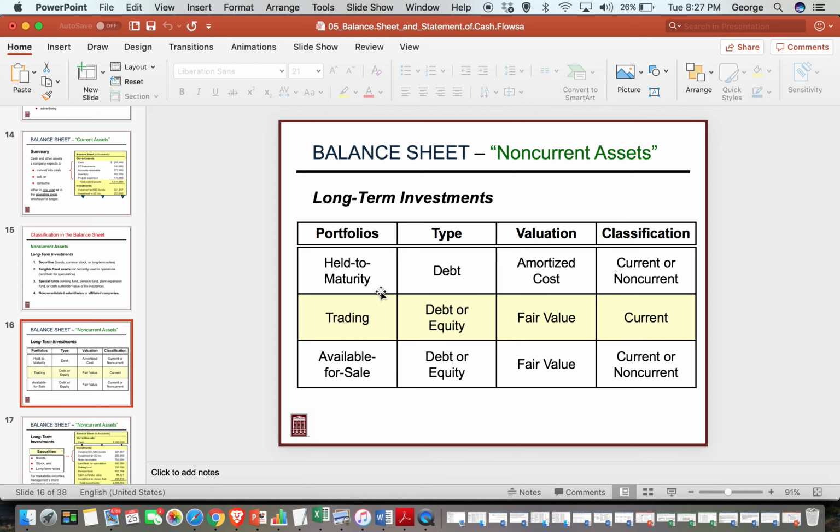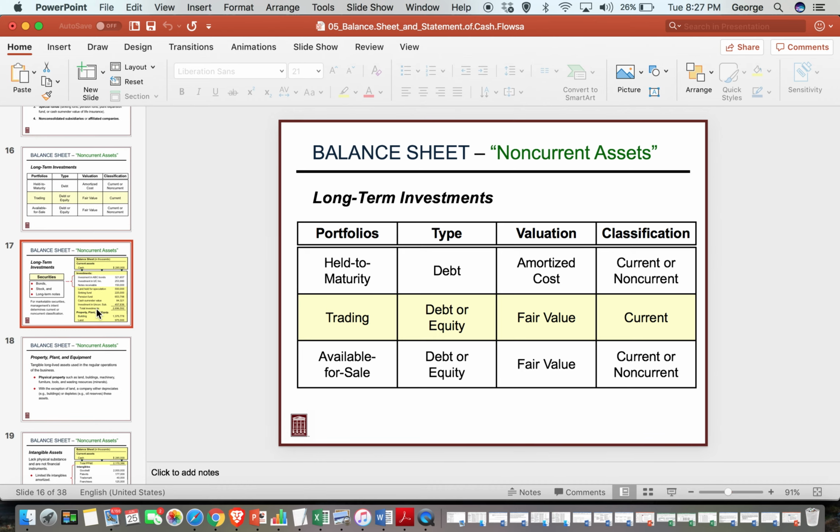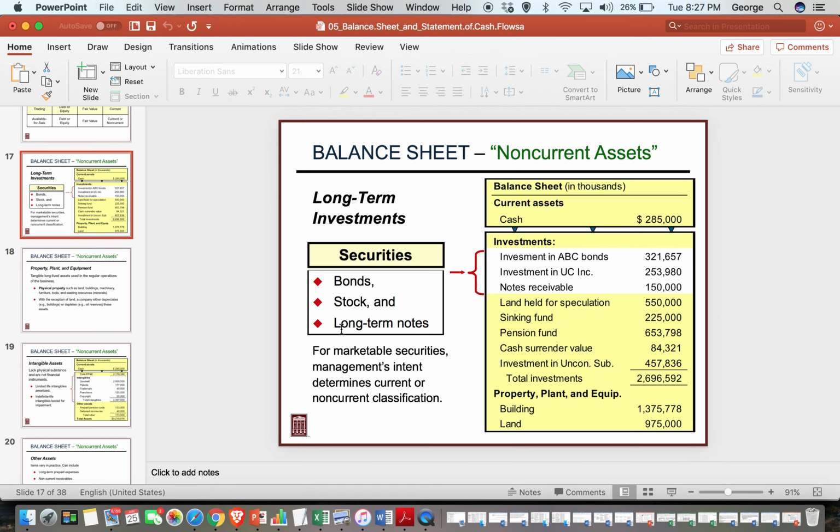All right, so here are just some examples of long-term investments that are non-current assets. Held to maturity, again, would probably be something like a bond, so that would be shown at cost. But trading securities is probably stock. Available for sale might be a long-term note receivable. We'll record those at the fair market value of that instrument. And then here's the balance sheet presentation of long-term investments, as well as property, plant, and equipment. So it's, I guess, an overview of your non-current assets.